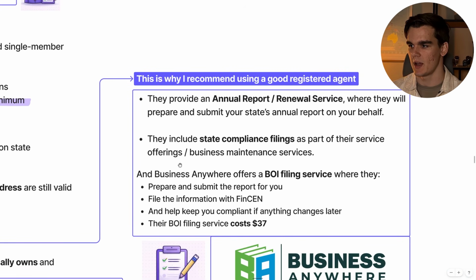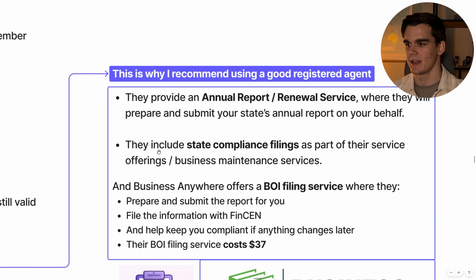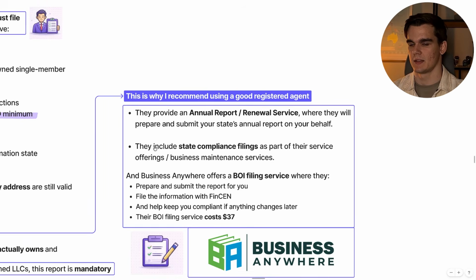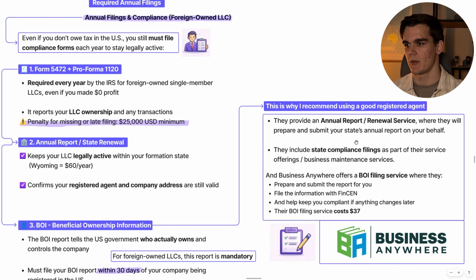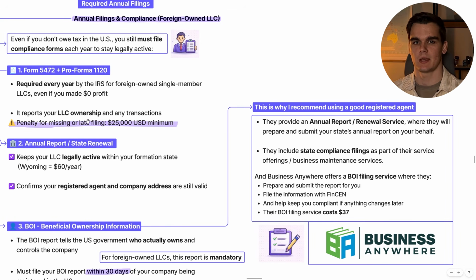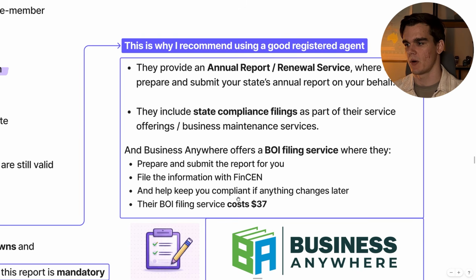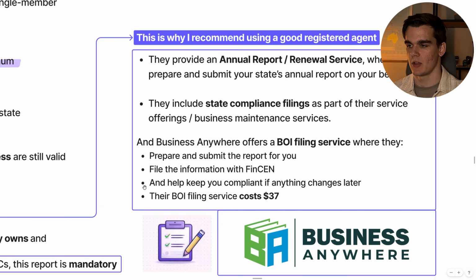And this is also why I recommend using a good registered agent. They provide an annual report and renewal service where they will prepare and submit your state's annual report on your behalf. They also include state compliance filings as part of their service, and this is also what I was referring to about the penalty, as when you're working with a registered agent who does this automatically, this basically never happens. Also for the BOI filing, they do that for you as well. They prepare and submit the report for you, file the information with FinCEN, which is the organization that handles this, and basically helps you stay compliant with all the requirements if anything changes later.